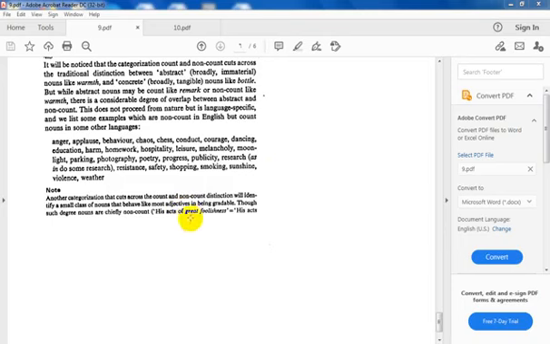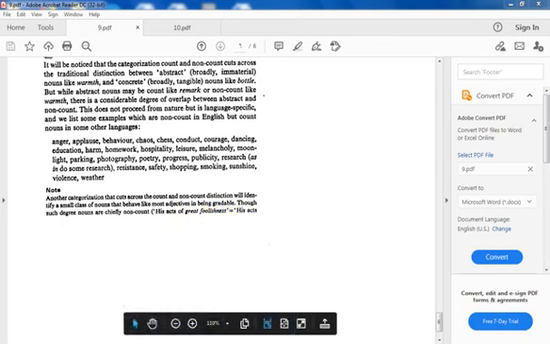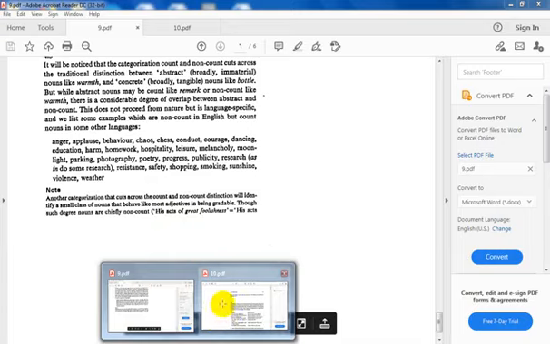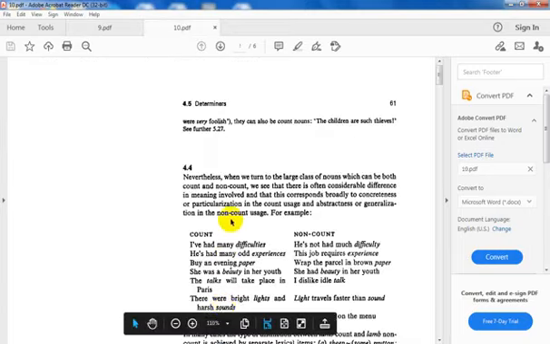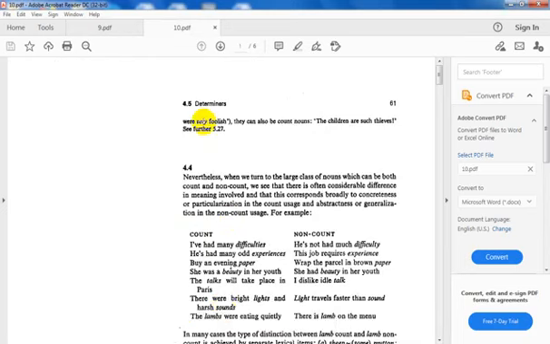See: his acts of a great foolishness. If you look at this one, it means that he is very foolish. What does it transform the noun, the great noun, to? To an adjective. They can also be count nouns: the children are such thieves. This is something metaphorical, not real.